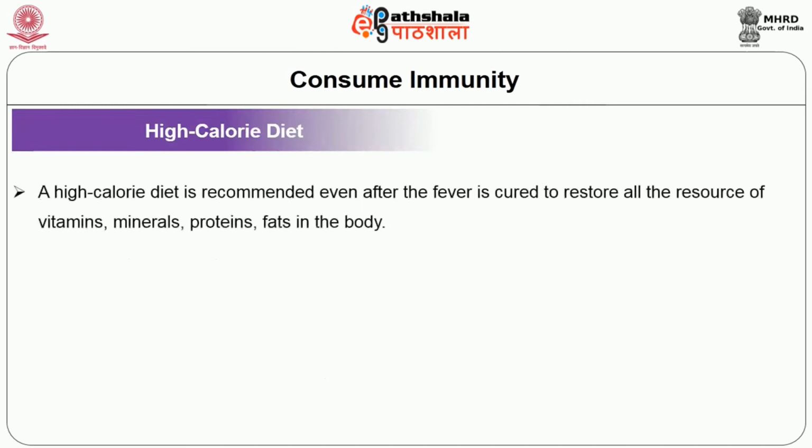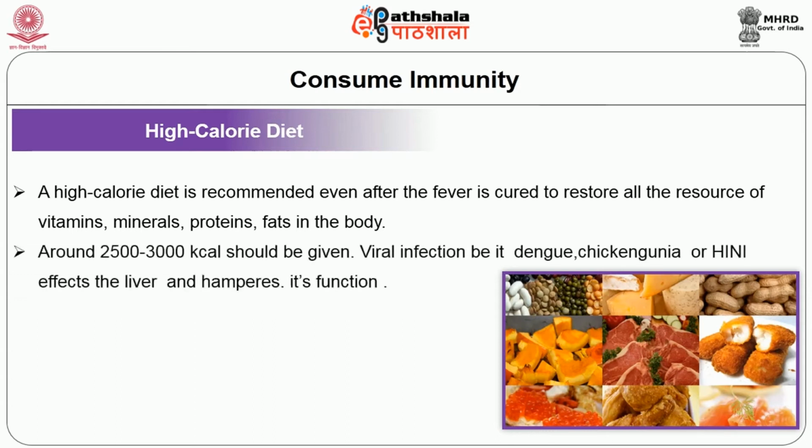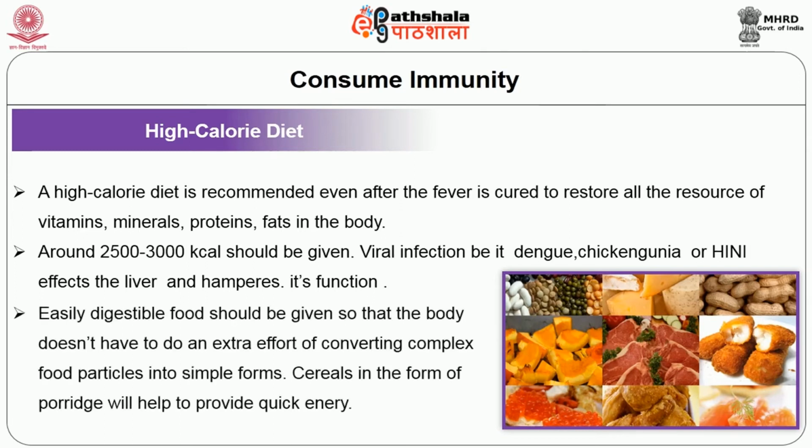A high calorie diet is recommended even after the fever is cured to restore all the resources of exhausted energy, vitamins, minerals, protein, and fats in the body. Around 2000 to 3000 kilocalories should be given every day. Any viral infection, be it dengue, chikungunya or H1N1, affects the liver and hampers its functions. Hence, easily digestible food should be given so that the body doesn't have to make an extra effort in converting complex food particles into a simpler form.